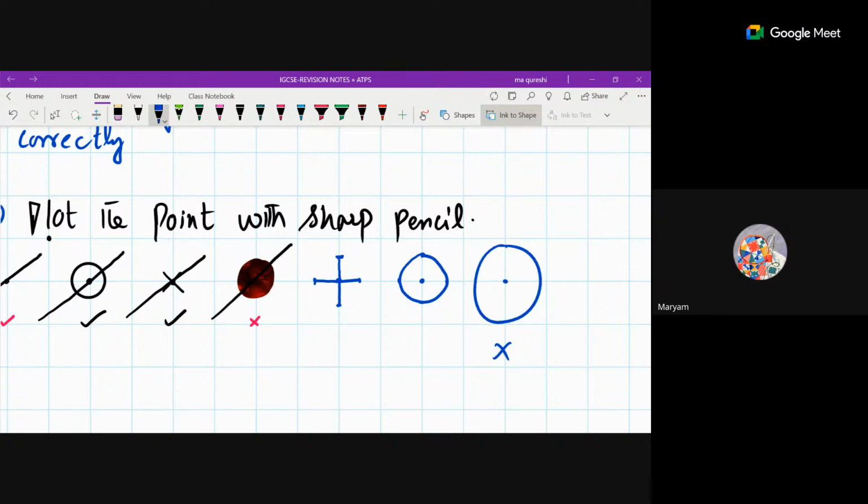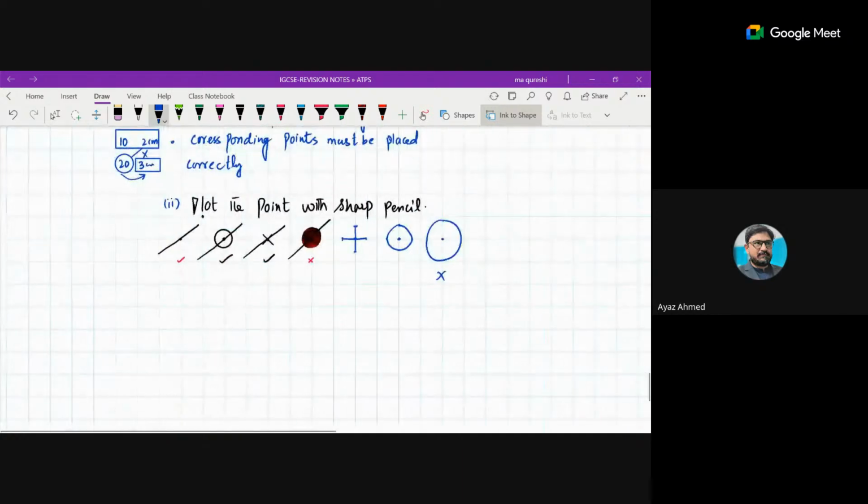Yeah, got it. Okay, so these points are to be considered. The examiner gives you points for this. So this is correct because this is the maximum limit you have to do, and this is correct. Okay, so plotting is this. Plotting is that much important.